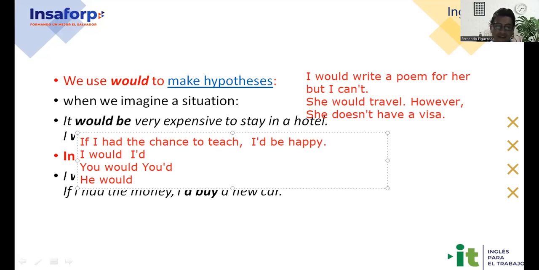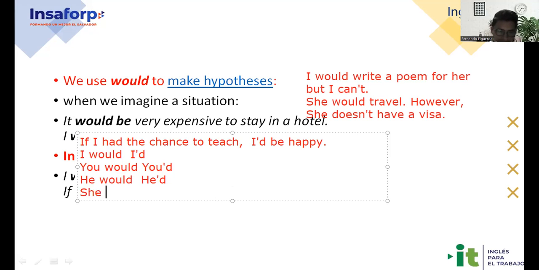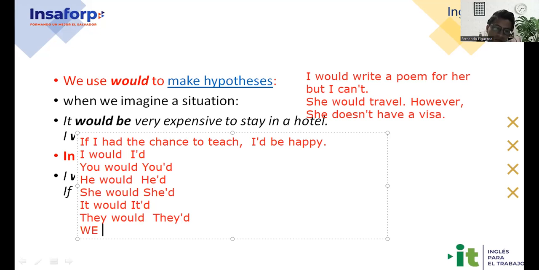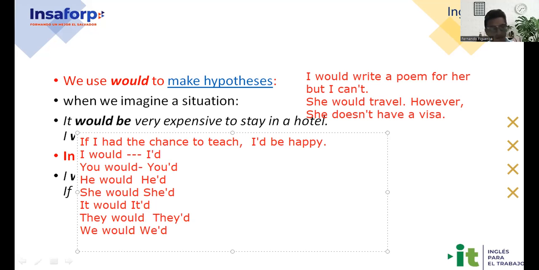Sí. I would, I'd. You would, you'd. He would, he'd. Lo que vamos agregando ahí es un apóstrofe más la d. She would, she'd. It would, lo mismo, it'd. They would, they'd. La pronunciación de would es así, no se dice la L. We would, we'd. Entonces estas son las contracciones que utilizamos para would.